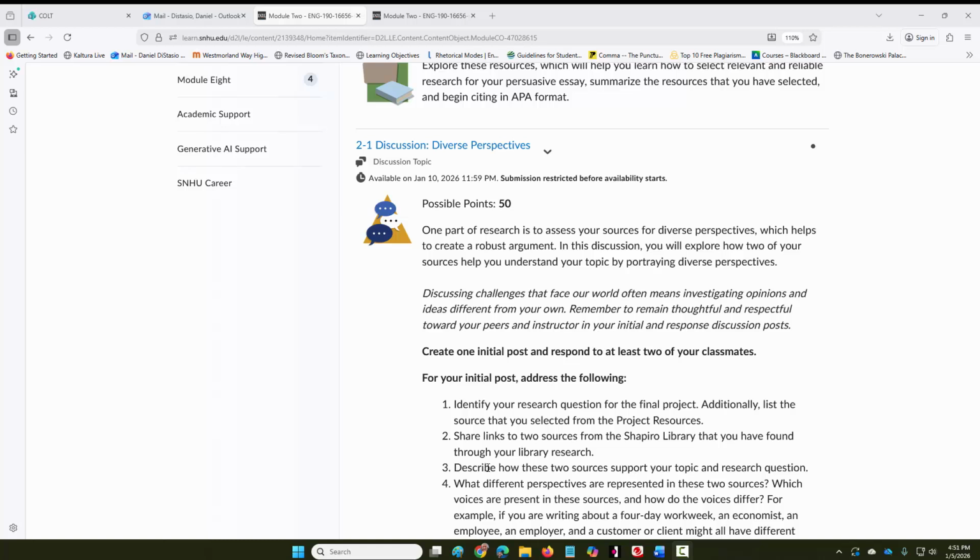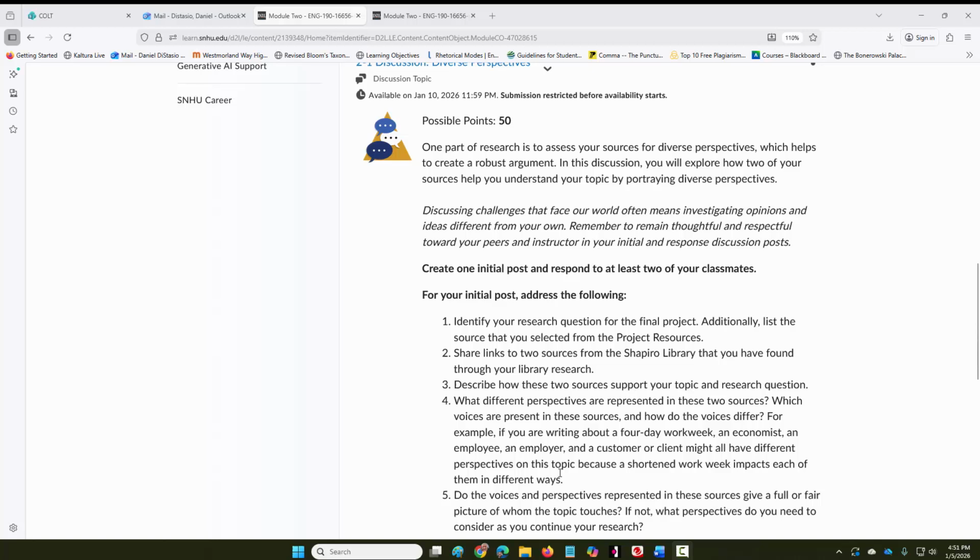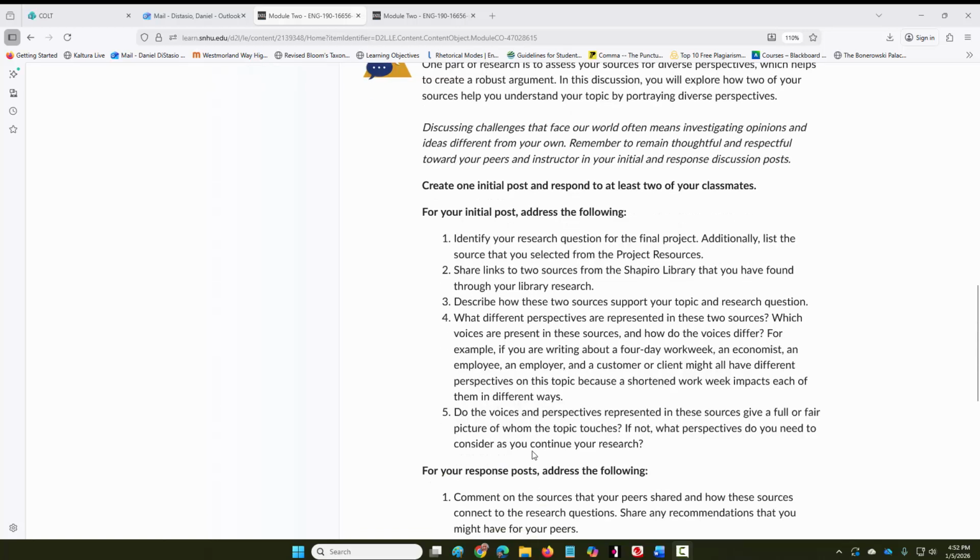Describe how the sources support your topic and research question, and how do they give a different look. We're talking about different perspectives. What are the different perspectives that these 2 sources present? And then finally, do they give a full picture or not? If not, what other perspectives do you need? What else do you want to get to give a full picture and to support both the full breadth of the topic and your position on the topic?